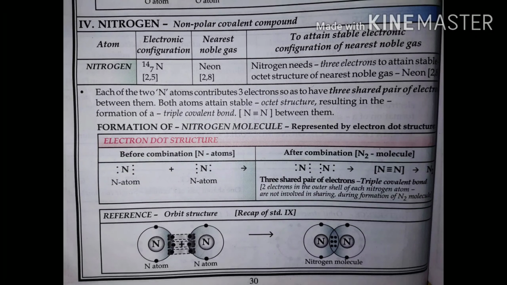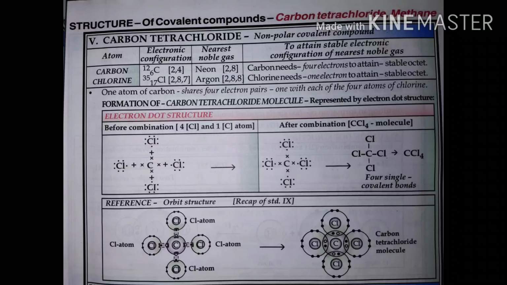Now we will see page number 31. On page number 31, they have shown the formation of a compound called carbon tetrachloride. You can easily find its formula. Tetra means 4, therefore it contains 1 carbon and 4 chlorine atoms. Okay, so let's study the formation of carbon tetrachloride.